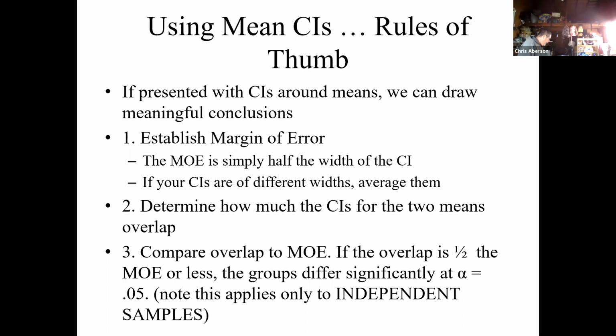One thing to note here is that all of this only applies to independent sample situations. If you're looking at confidence intervals around paired t-tests, you cannot use this logic. There simply is no way to visually interpret those types of confidence intervals.